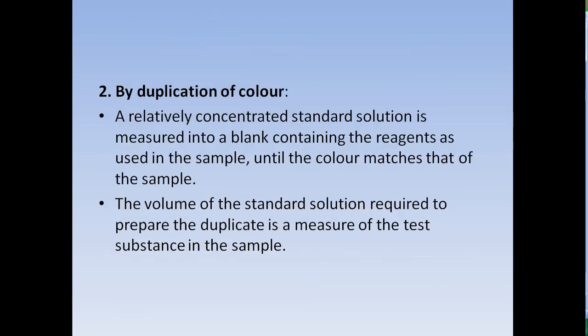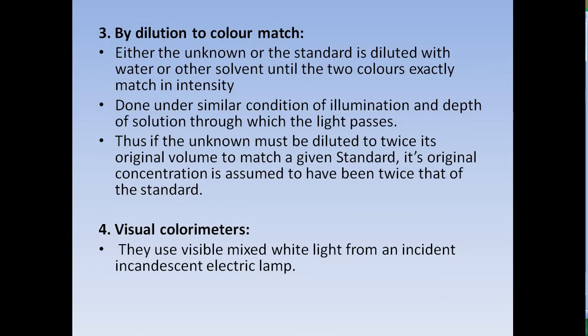The next one is by duplication of colors. A relatively concentrated standard solution is measured into a blank containing the reagents as used in the sample until the color matches that of the sample. Here blank solution is the solution which contains all the components of a reaction, or all the reagents, except the analyte. So the volume of the standard solution required to prepare the duplicate is the measure of the test substance in the sample.